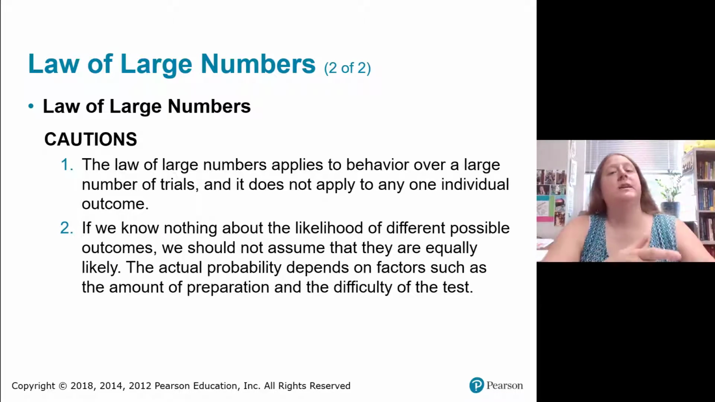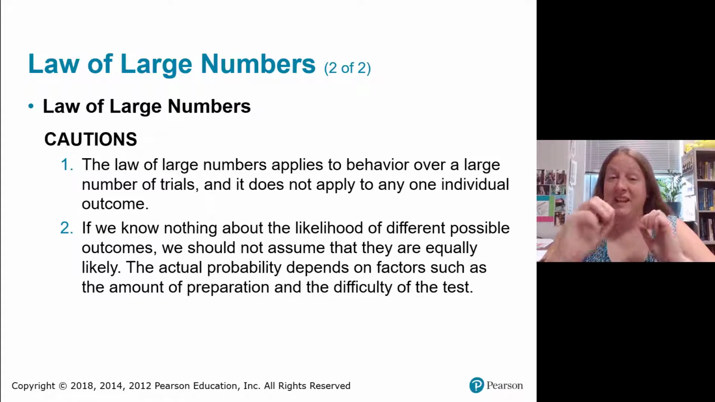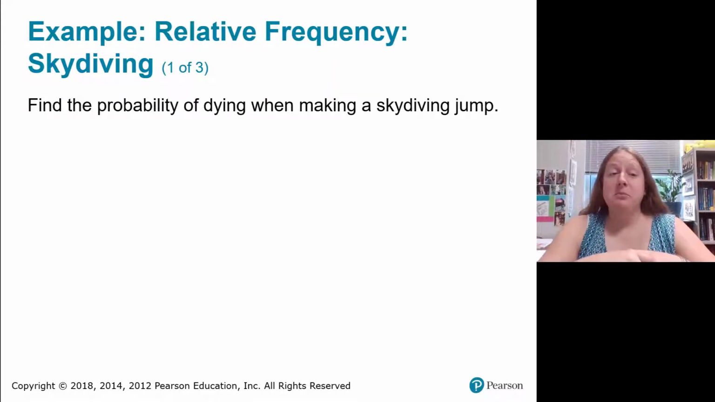All right. Notice this applies to a large number of trials, not to like the next 5. You can't say I've been doing this all day, and so the next 5 are going to be pretty close to the actual probability. It's everything that you've been doing all day collectively that is going to be close to the actual probability. Right. Also, remember that if we know nothing about the likelihood of different possible outcomes, we should not assume that they are equally likely. The actual probability depends on factors, and those factors can be just about anything depending on the procedure that we're doing.